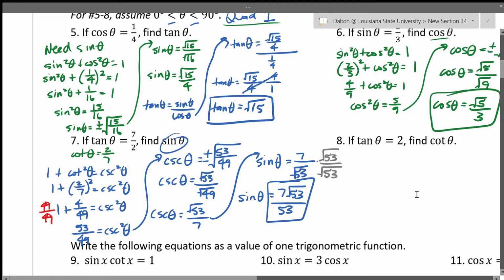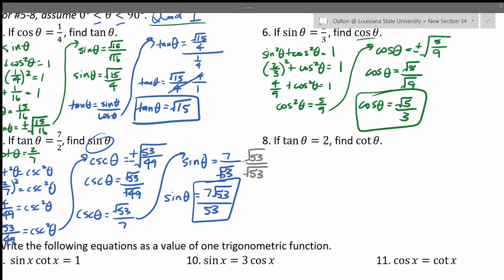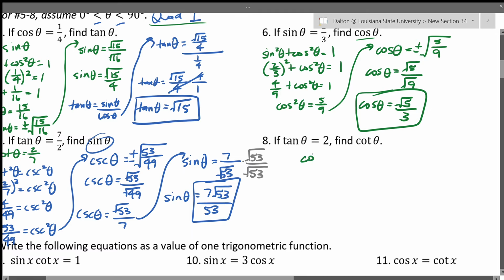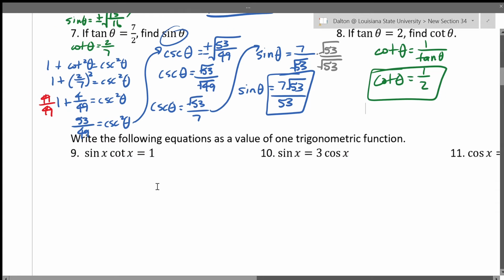Number 8, if the tangent of theta equals 2, find cotangent of theta. This one may be as easy as you think. If you remember that cotangent is the same thing as 1 over tangent of theta, then that means that cotangent of theta is literally 1 over 2, since the tangent is 2. So cotangent is 1/2.